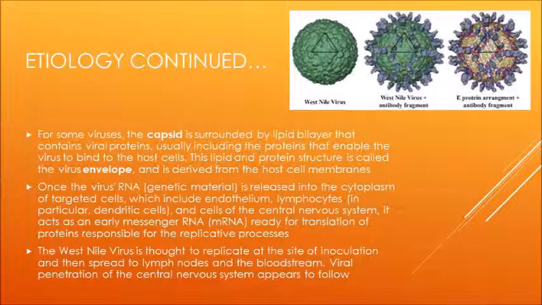Once the virus's RNA is released into the cytoplasm of targeted cells, which include endothelium, lymphocytes, and cells in the central nervous system, it acts as an early messenger RNA, or mRNA, ready for translation of proteins responsible for the replicative process. The West Nile virus is thought to replicate at the site of inoculation and then spread to lymph nodes and the bloodstream. Viral penetration of the central nervous system appears to follow.